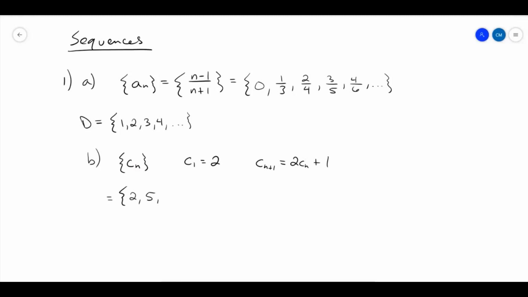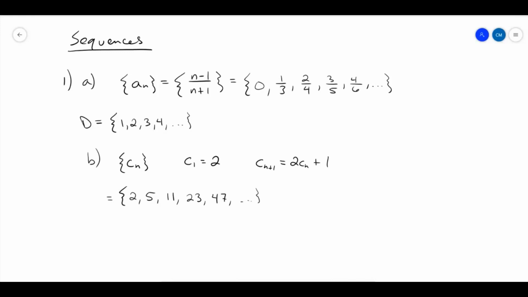So I multiply that second term by 2 and add 1, I get 11. You can kind of see where this is going to go. So what's the next term then? You guys see how this is going? Yeah, 23. And then after that, everybody see how this is working? Yeah, 47, exactly. And then it just keeps going in this pattern here.